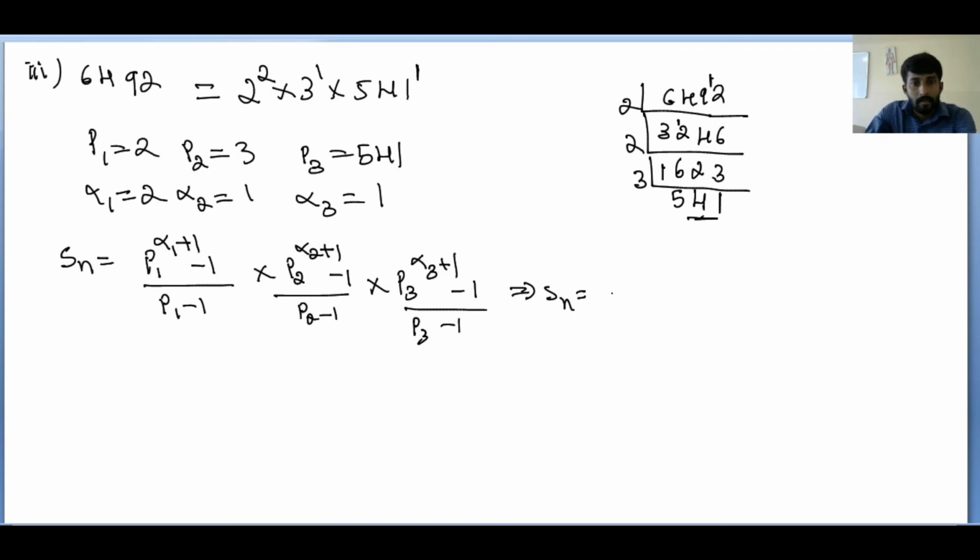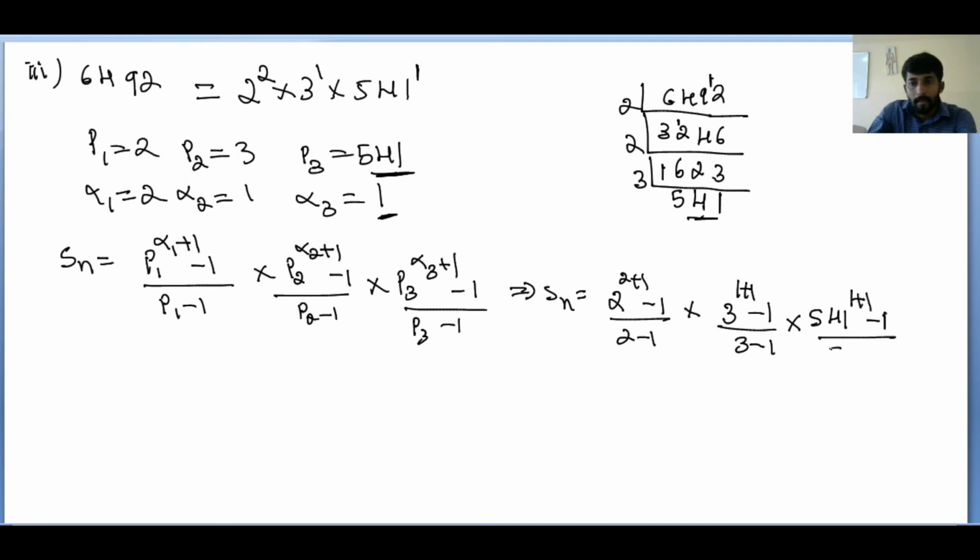So you will get (2 to the power 2 plus 1 minus 1) divided by (2 minus 1) into P2, its value is 3, right? (3 to the power 1 plus 1 minus 1) divided by (3 minus 1) into P3, what's the value of P3 here? 541. 541 to the power alpha 3, that is 1, right? (1 plus 1 minus 1) divided by (541 minus 1). Now again compute the values.